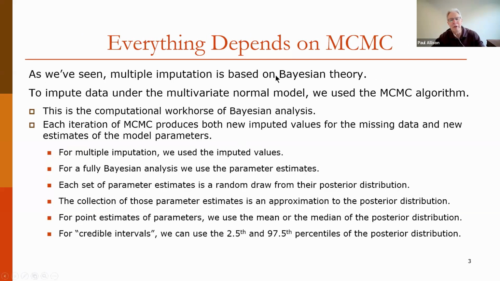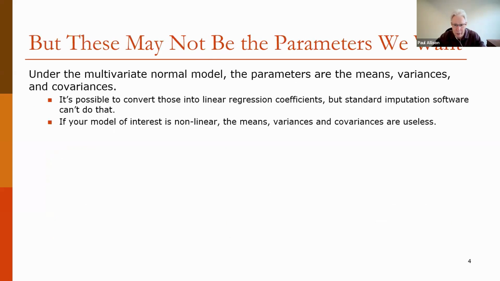Now, the problem with conventional MCMC software for multiple imputation is that the parameters that are used in the model, typically the multivariate normal model, are not the parameters that we want to estimate. Under the multivariate normal model, the parameters are the means, the variances, and the covariances of the variables in the model. It is possible to convert those into linear regression coefficients, but the standard software for doing multiple imputation has no capability of doing that, although you could probably write a program to do it. Maybe.